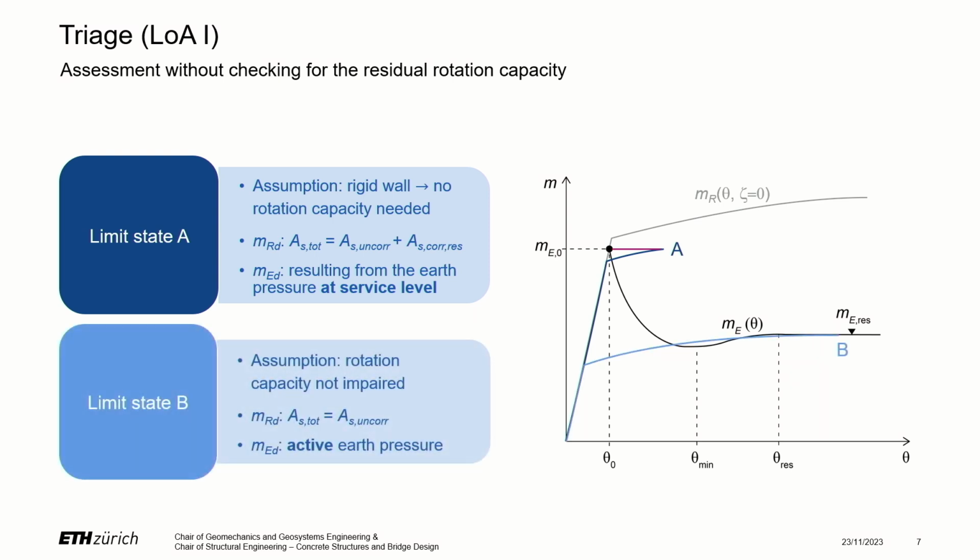Instead, in limit state B, we calculate the wall resistance, assuming only the uncorroded bars. And under this assumption, we can assume that the wall has sufficient rotation capacity to unload the backfill to the active state, and therefore the acting moment is given by the active earth pressure. If one of these limit states is satisfied, then the verification is okay.